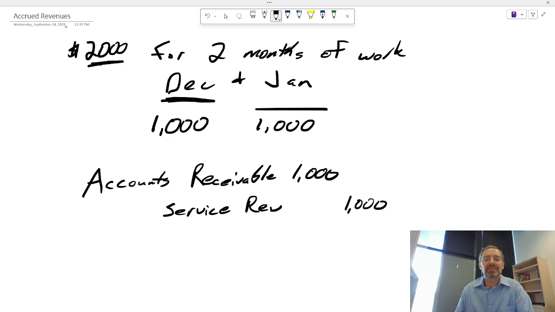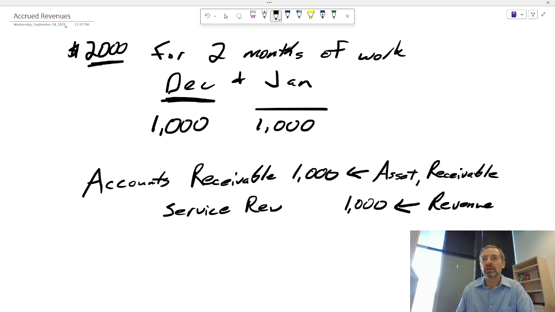And this is going to be the pattern for all of the accrued revenue journal entries. We are going to debit some sort of asset, typically a receivable, meaning someone owes us money. And we are going to credit a revenue to record the work that we did.